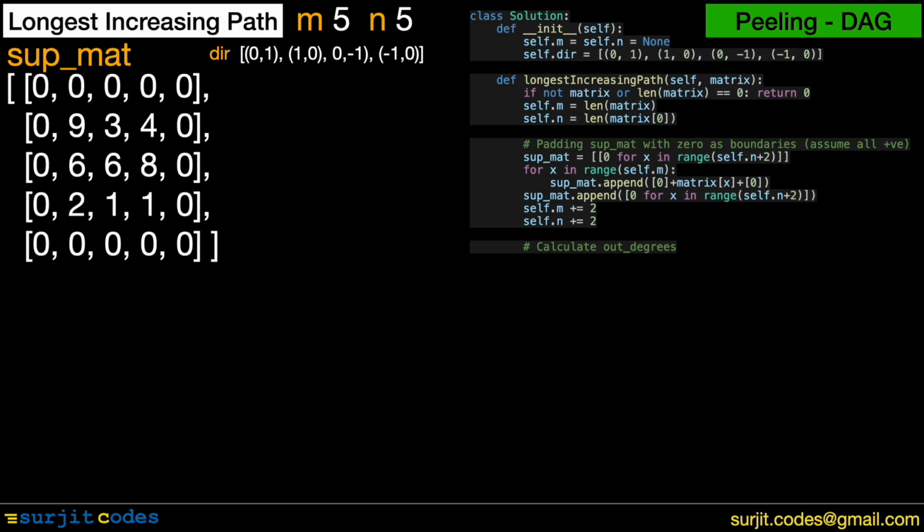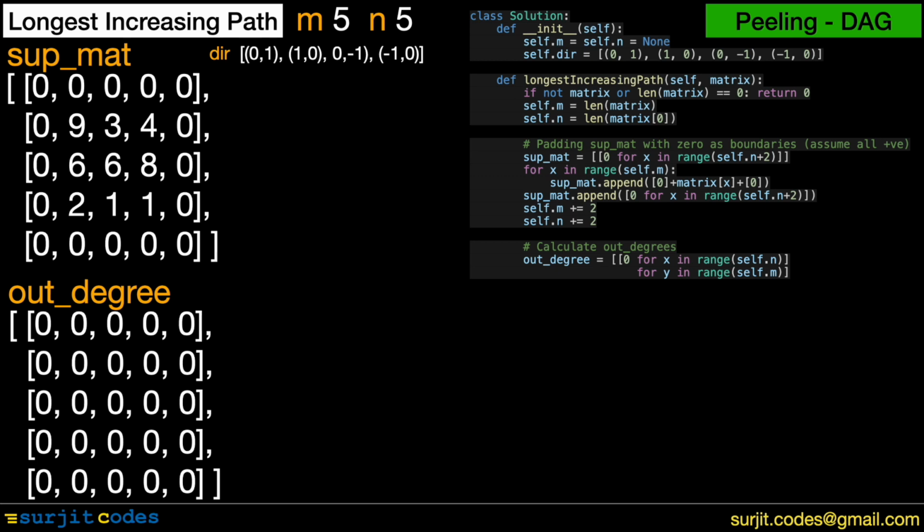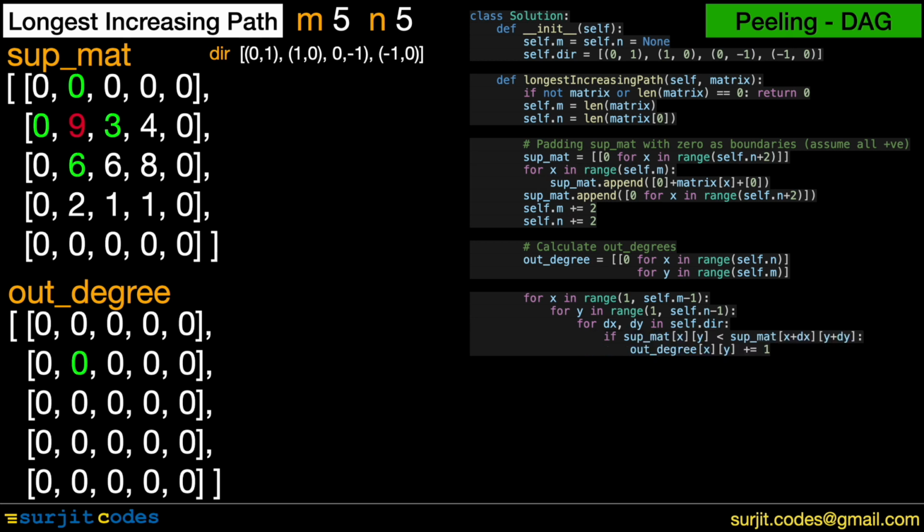We now proceed to find out degree of each node. We initialize it to all zeros. One by one, we check neighbors of all cells. All the neighbors of 9 are smaller than it, so out degree of 9 is 0. Let us show it in a DAG.